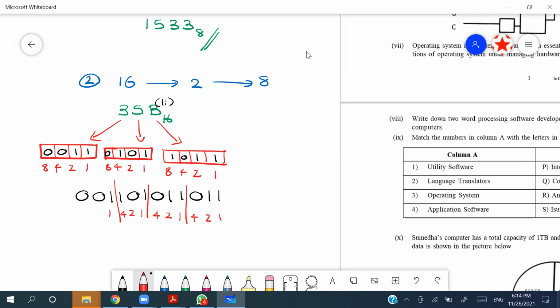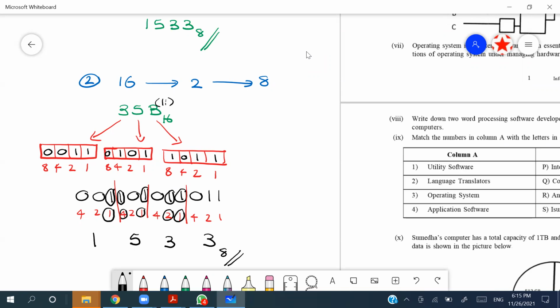These will have the place values of 1, 2, and 4. So which represents 1 from here? Here we are representing 5. Here we are representing 3. And here we are representing 3 again. How did we do that? Here we got 1 because of this 1. Here we got 5 from this 4 and 1. Here we got 1, 1, that means that belongs to 2 and 1, so it's 3. Same goes here. So this gives you the octal value of the hexadecimal.